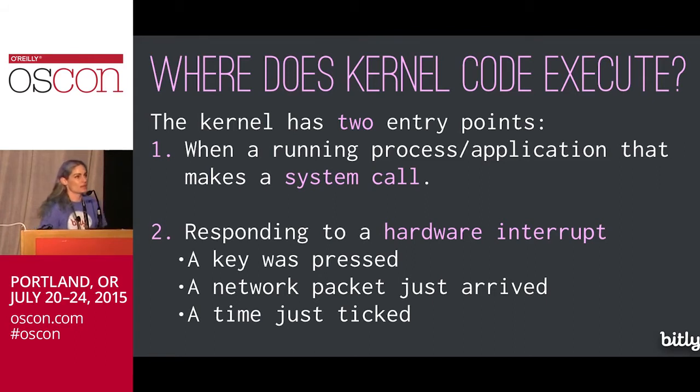So the kernel has 2 main entry points. When a running process or application makes a system call, or when responding to a hardware interrupt. So a key being pressed, a network packet arriving, a timer being ticked. And an interrupt is a signal to the processor emitted by hardware or software, indicating that an event needs immediate attention. Remember, the kernel is multi-threaded, so the processor responds by suspending its current activities, saving its state, and executing a function called an interrupt handler to deal with the event. And after the interrupt handler finishes, the processor resumes its normal activity.